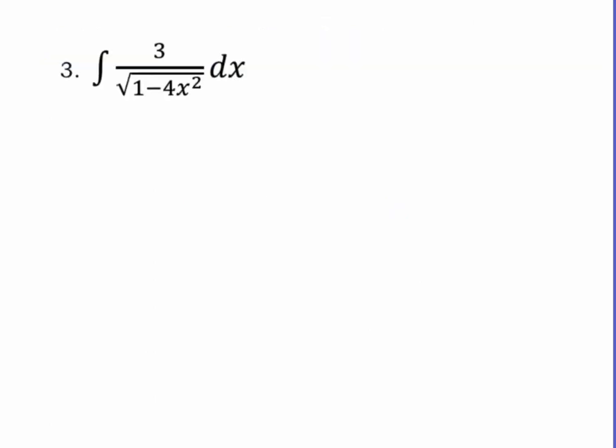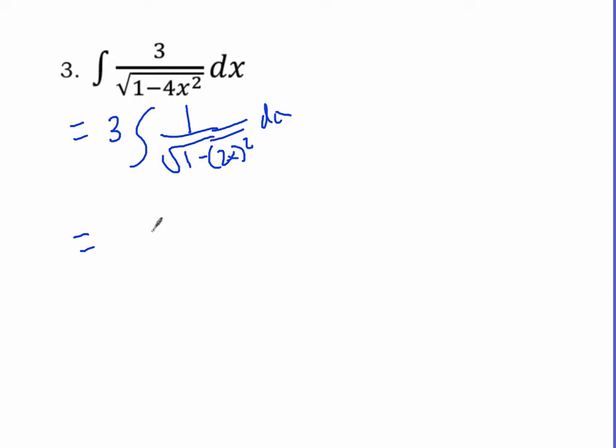Okay, in the next example, again, we've got arcsine, but we don't have a 1 up there, so I can write it as 3 times the integral of 1 over root 1 minus 2x squared dx. So that's going to be 3 arcsine 2x plus c is the integral of that one. Or is it? You should always check by finding the derivative.